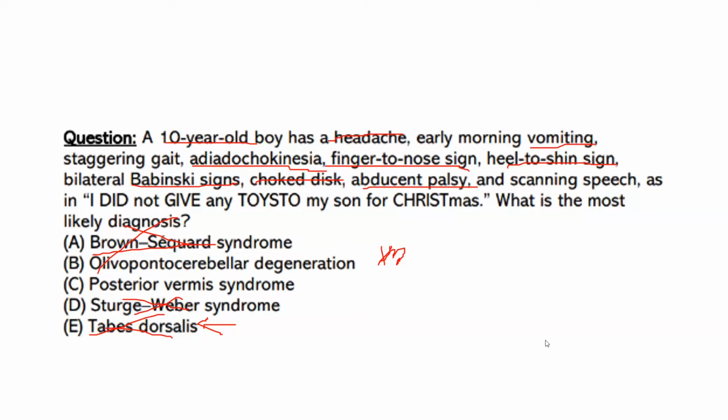Does that make sense? Although we're not seeing the truncal ataxia per se, oh no, wait. They do have a staggering gait, which is like a big red light for a cerebellar lesion, and we have multiple cerebellar signs that aren't really suggesting a hemispheric disease.